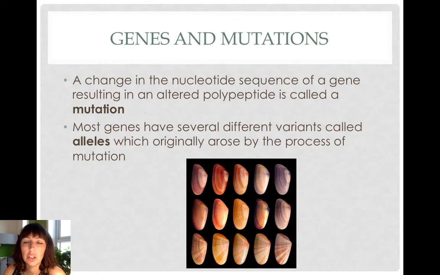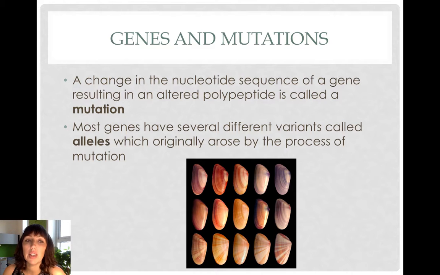Okay, so a change in the nucleotide sequence of a gene, and remember a nucleotide is that sugar, that phosphate group, and the nucleobase, those 3 components together make up a nucleotide. So a change in the nucleotide sequence of a gene results in an altered polypeptide, and that would be called a mutation. And most genes have several different variants called alleles, which originally arose by the process of mutation.